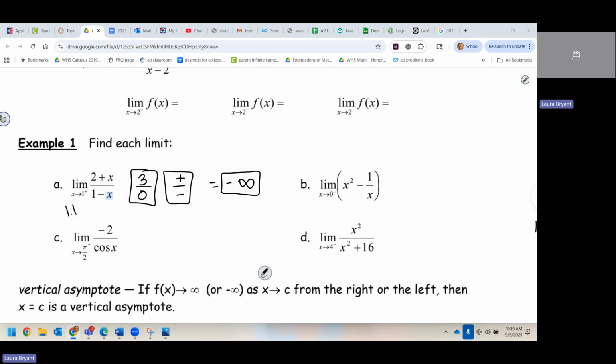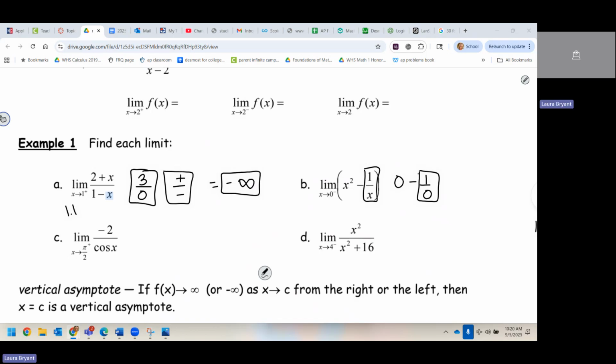Okay, second example. So this one has 2 different pieces. I'm going to plug into both. So if I plug in 0, I get 0 minus 1 over 0. I don't have to plug in here because I already know that's 0. I have to plug in here to sign test that spot. I'm just going to look at this and sign test that spot.